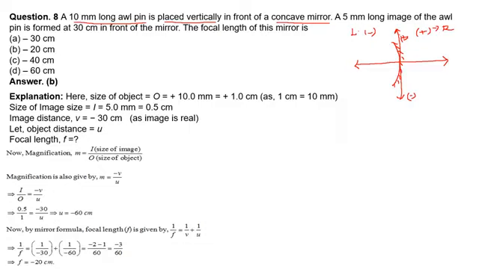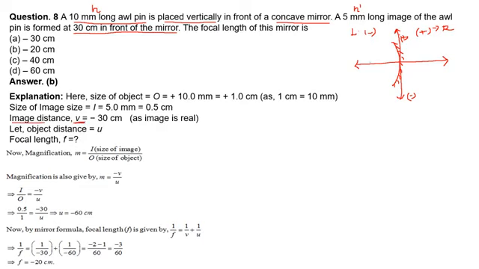So let's see what they have given. They have given that a 10 millimeter long oil pin is placed vertically in front of a concave mirror. So 10 millimeter is the height of the object, which is denoted by small letter h. The height of the image is 5 millimeter, which is denoted by h dash. The image of the oil pin is formed at 10 centimeter in front of the mirror. So this is an image distance in front of the mirror, so it will be negative. Image distance, that is v.